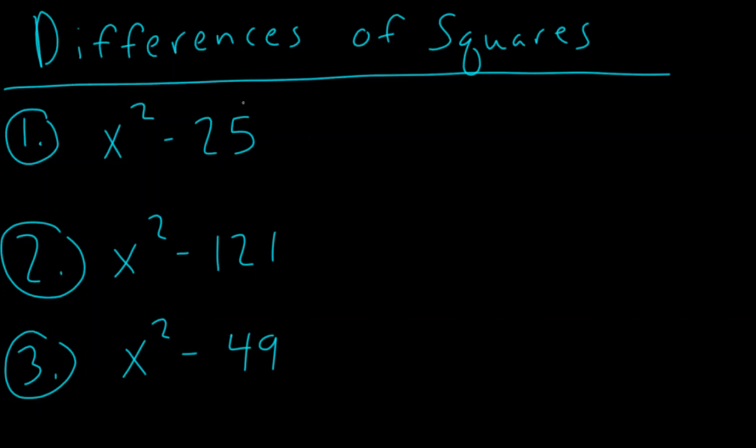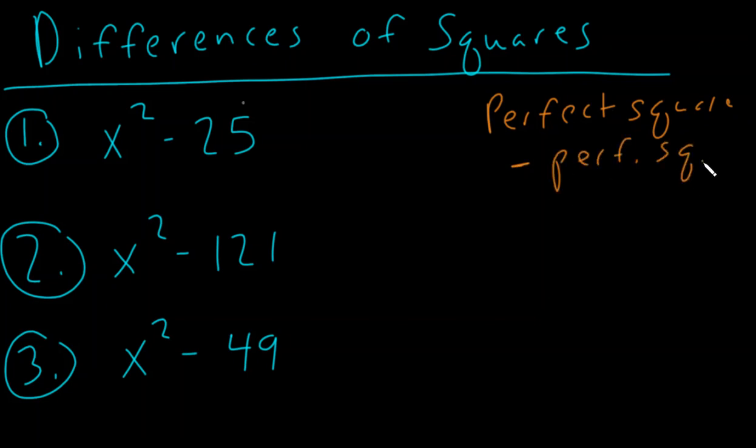Alright, and welcome to Differences of Squares. Now, what is the difference of squares? Well, you can think of it like this. It's going to essentially be a perfect square minus another perfect square. So it's a perfect square minus a perfect square.